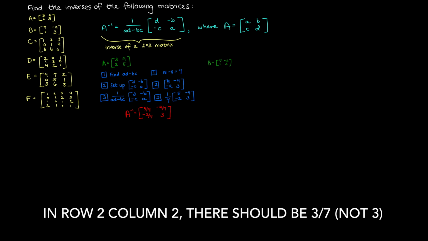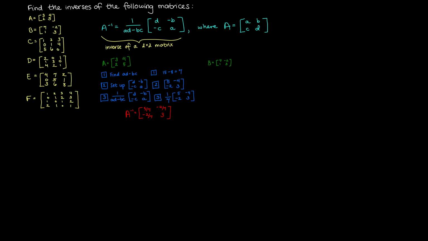First, we need to find AD minus BC. That would be 7 times 3 minus negative 2 times 1. This is going to be equal to 23. Then we're going to set up the following matrix. Remember, the way that we set this up is by switching these elements and changing the signs of these. Since this one was negative, we're going to change its sign to be positive. Then we take 1 over this number and multiply that through every element of the matrix.